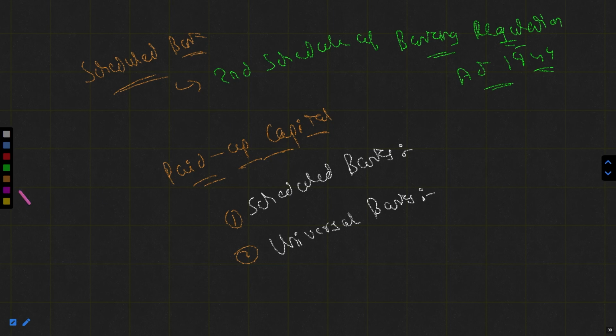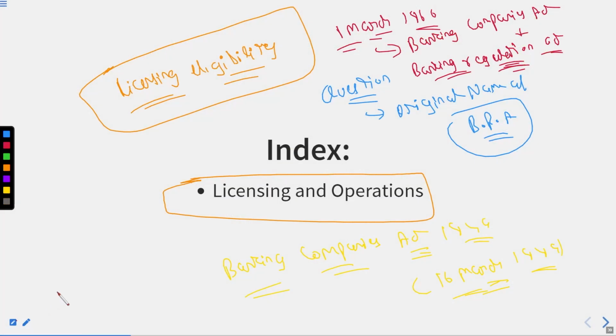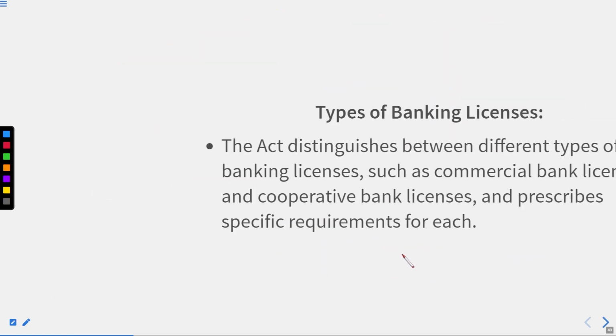The correct answer is rupees 5 lakhs for the scheduled banks and rupees 500 crores for the universal banks. Okay. So it's just a quick little bit of revision that we have covered. Now let's come back to the topic.